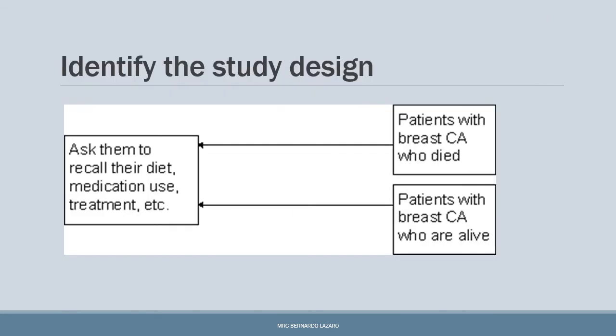So how about this study design? If you look at the arrows, you see that it starts with patients with breast cancer who died and patients with breast cancer who are still alive. Then they trace back or make them recall their diet, medication use, and treatment. So since you started with the cases or patients with breast cancer who died and the controls or patients with breast cancer who are still alive, then you trace back, this is what you call a case control study. Very good.